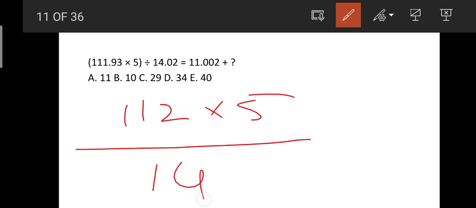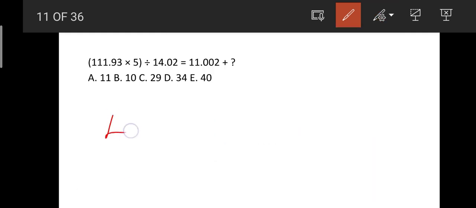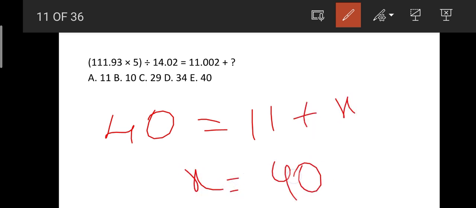Yes friends, this is also very simple. 111.93, so we can take it as 112 into 5 divided by 14. Okay friends, so 14 8s are nothing but 112, 8 5s are 40. Okay, here if you have taken it as 40 is equal to 11.002, we can take it as 11 plus x. So to get our x value, it should be 40 minus 11, nothing but 29. That is third option, C. 29 is our answer here. Okay friends, this is also very simple question.